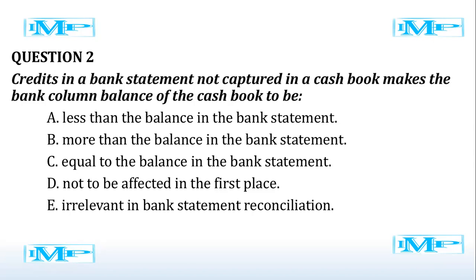Where credits in a bank statement are not captured in the cash book, the implication is that the corresponding debit entries in the cash book are not made. This makes the bank column balance of the cash book understated. The balance in the cash book becomes less than that in the bank statement. A is the answer to question number 2.